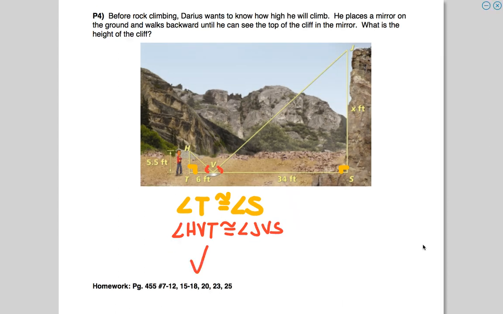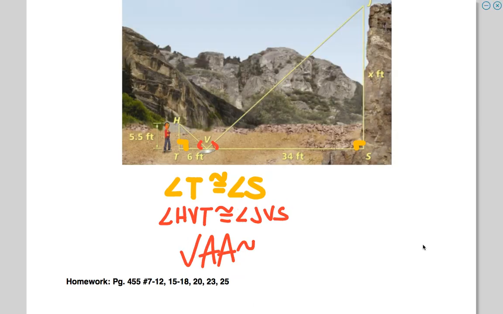So check angle similarity. And the reason that we do that is now, since we know that they are similar triangles, we are allowed to create a proportion. Because now we know all sides are proportional. Before we used to say like CPCTC. Now that we know that the triangles are congruent, we have corresponding parts that are congruent. Now we can say, now that we know that the triangles are similar, we know that the sides are proportional.